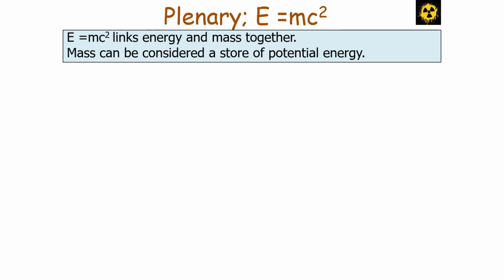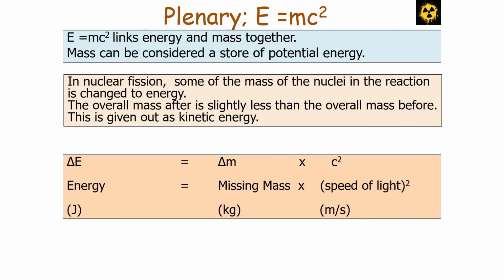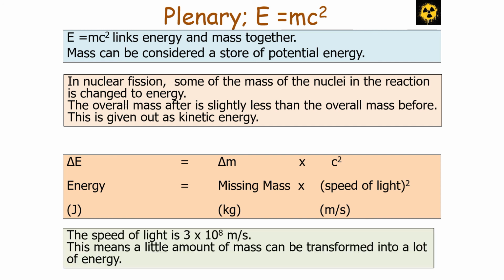So to clarify, E equals mc squared links energy and mass together. Mass can be considered a store of potential energy. In nuclear fission, some of the mass of the nuclei in the reaction is changed to energy, so the overall mass after the fission process is slightly less than the overall mass before. This is then turned into energy and given out, predominantly as kinetic energy, and we can calculate the amount of energy given out by saying the energy released, delta E, is equal to the mass that has changed, the missing mass, delta M, times the speed of light squared. And because the speed of light is 3 times 10 to the 8 meters per second, this means a little amount of mass can be transformed into a lot of energy.